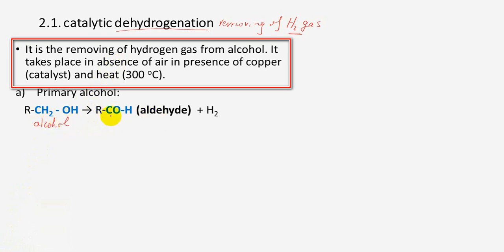The general formula of an aldehyde is RCOH, which we can also write as R-CHO. This carbon with oxygen is a carbon double bond oxygen. The carbon that contains the functional group of the alcohol is changed into a carbon with a double bond to oxygen and a hydrogen.